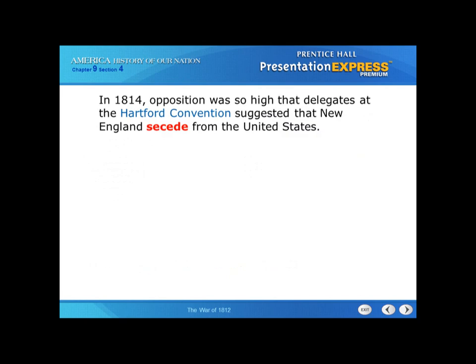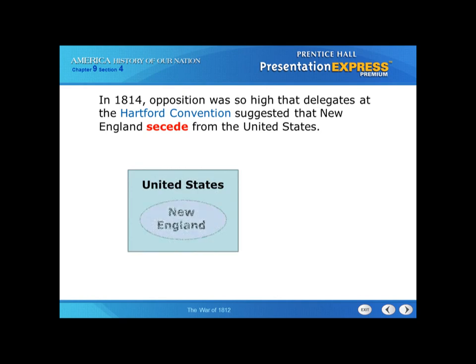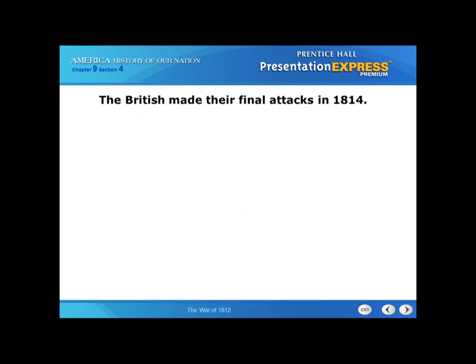In 1814, opposition was so high that delegates at the Hartford Convention suggested that New England secede from the United States. So I want you to take that in. Secede means leave the United States. There were so many Federalists, so much opposition, that this was an idea on the table. Again, literally to have New England pull away from the United States.